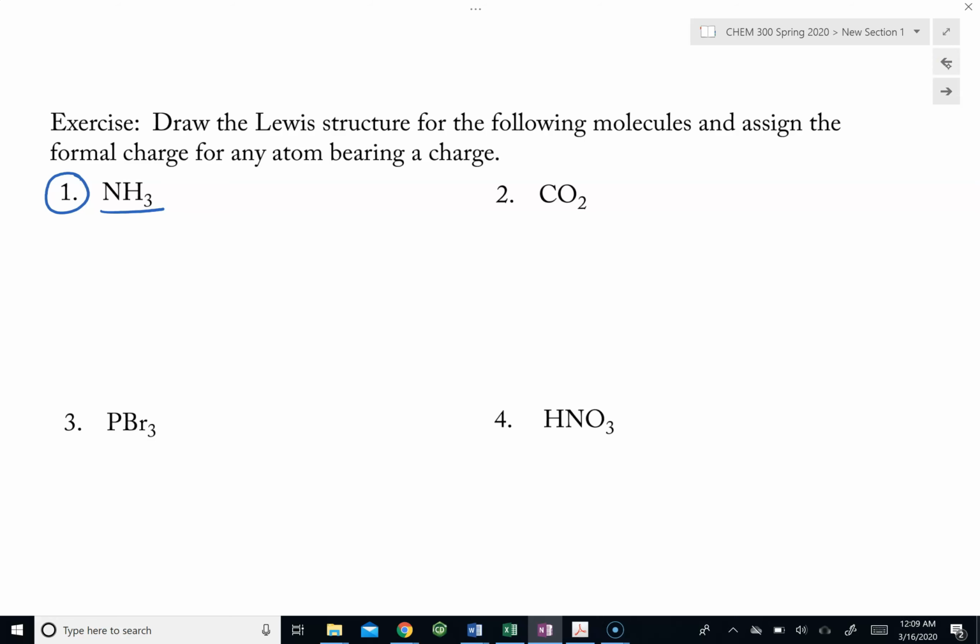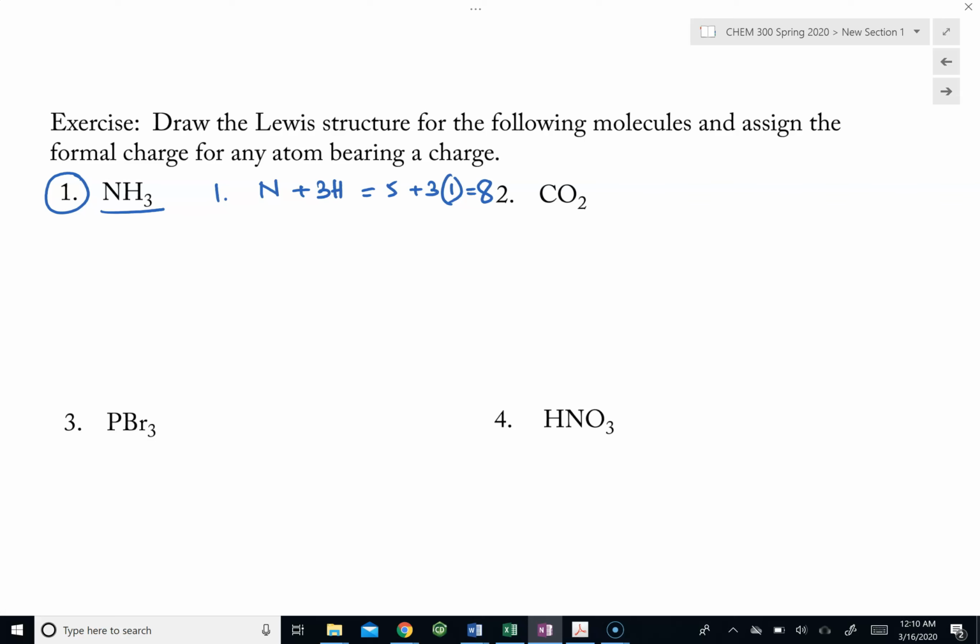So here in this case, step 1 states calculate the total number of valence electrons. So let's do that first. In this case, we have 1 nitrogen and 3 hydrogens. And we know that nitrogen has 5 valence electrons and we have 3 hydrogens, each having 1 valence electron, which then equals 8 valence electrons altogether. So we finish with the first step.